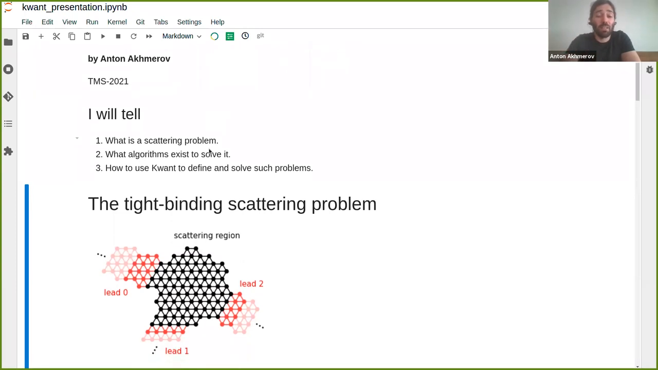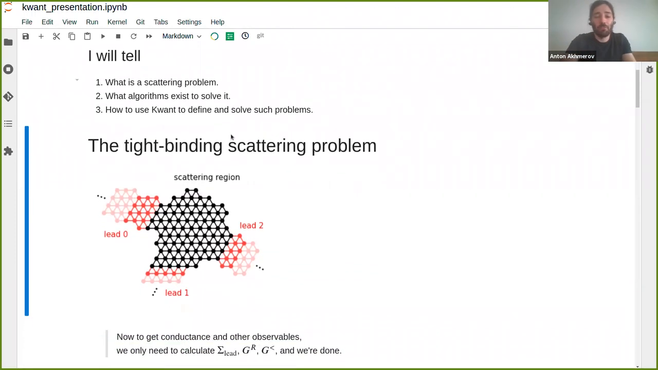and mesoscopic devices. So usually, when we want to simulate a system, we either want to simulate a bulk response of a material, in which case the band structure and things like the Kubo formula are the go-to tools, or if it's a metal, then it's semi-classical transport and things like the Boltzmann equation.